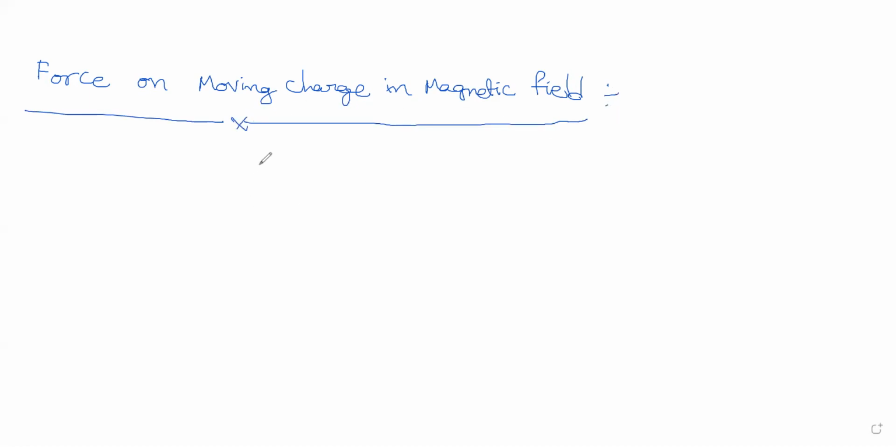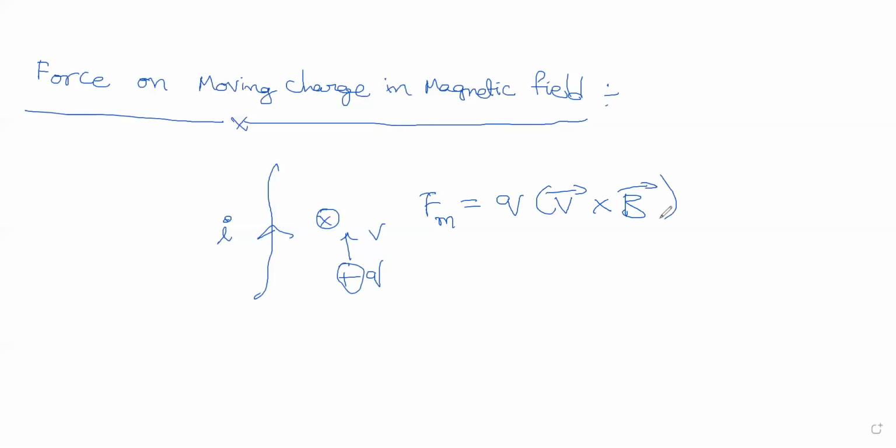What did I tell you? When you have a conductor carrying a current I, and this is how you put your thumb and the direction of the field. Suppose there is a positive charge Q moving with the velocity V, then the magnetic force acting on it, Fm, is given by Q into V bar cross B bar. This is the magnetic force you see on the moving charge.